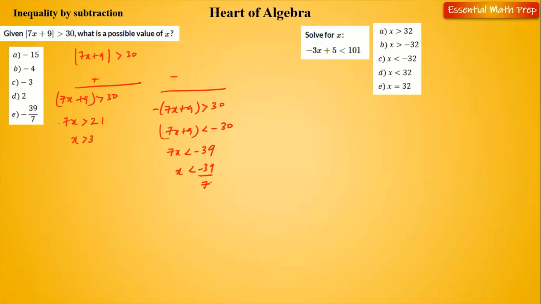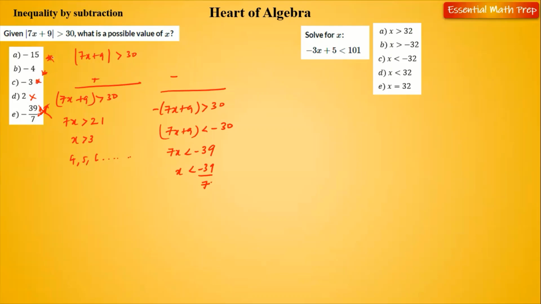Unfortunately, x is greater than 3, which means 4, 5, 6, and so on. And x is less than, which means 2 is not possible. Oh, sorry, actually, x is less than, right? So this is not possible. I meant to say that.